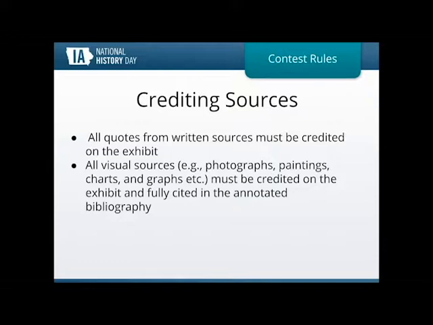So all quotes from written sources must be credited on the exhibit. All visual sources, so for example, photographs, paintings, charts, and graphs that you share on your exhibit, those must be credited underneath the visual and fully cited in the annotated bibliography. So you don't have to write an annotation with your citation on the board, we just want that credit. Andrew, do you have any examples, or maybe just to reiterate that you had someone review these credits, or any suggestions that would help students?